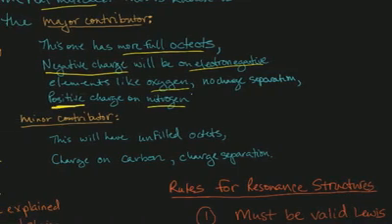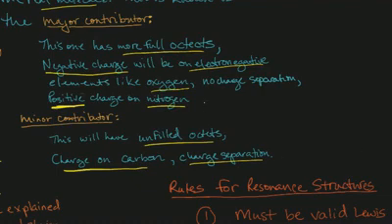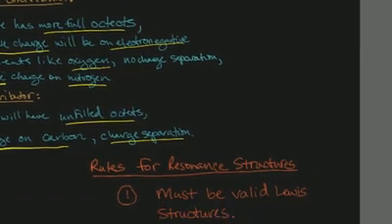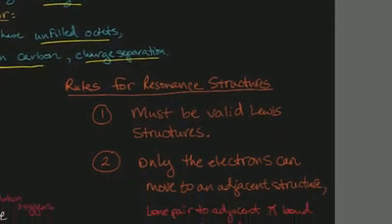Minor contributors will have unfilled octets, charges on carbons, charge separation. All these things are undesirable and make it unstable. So the major contributor will have a higher percentage over the minor contributor. You'll see it more often than you will see the minor contributor in the actual resonance hybrid.